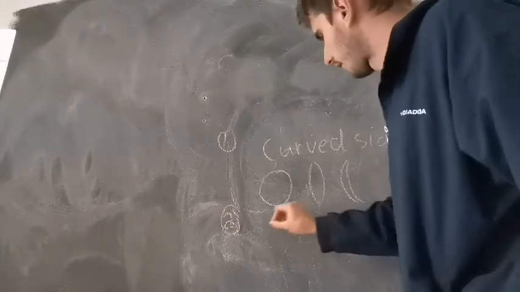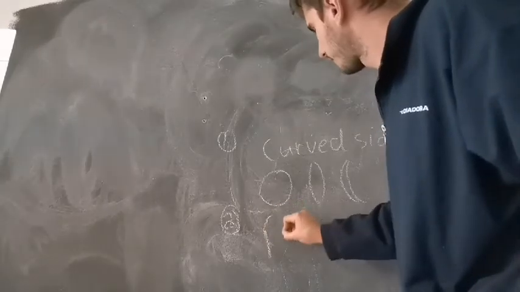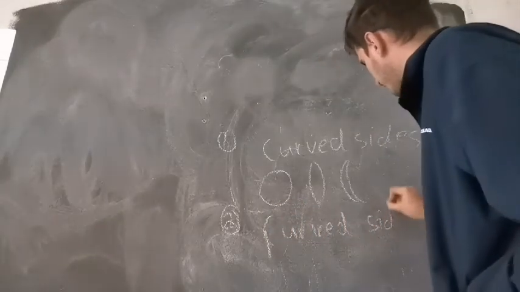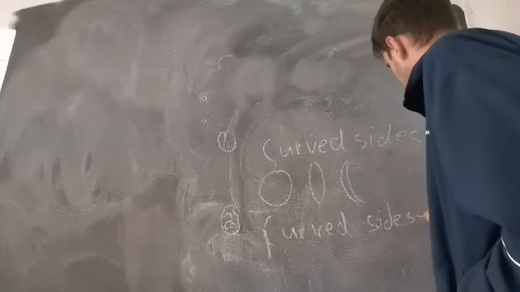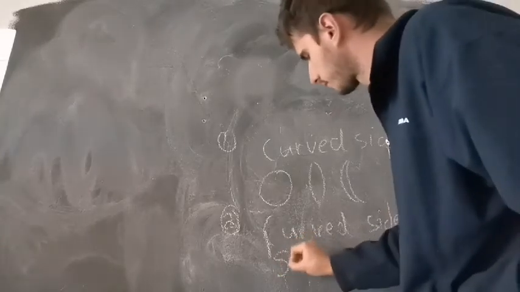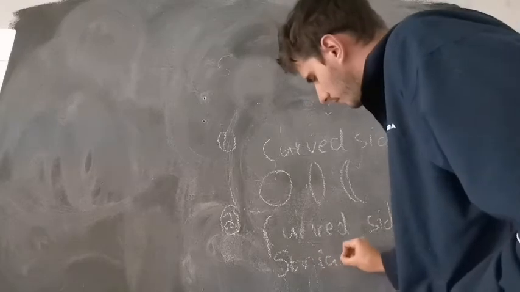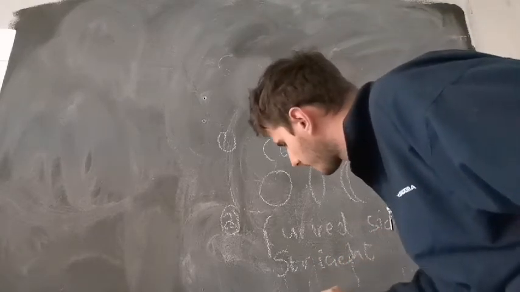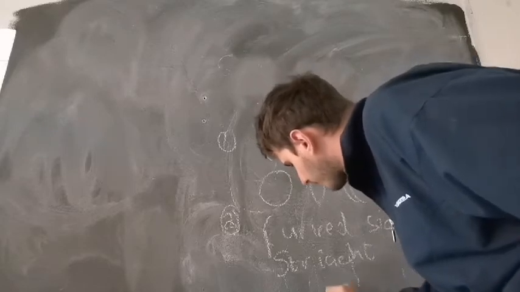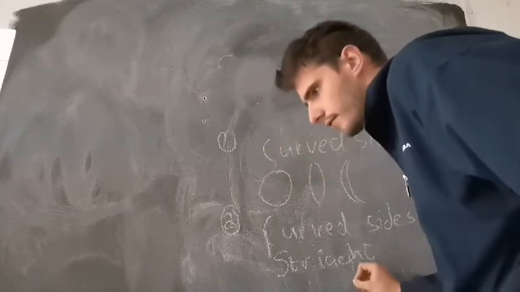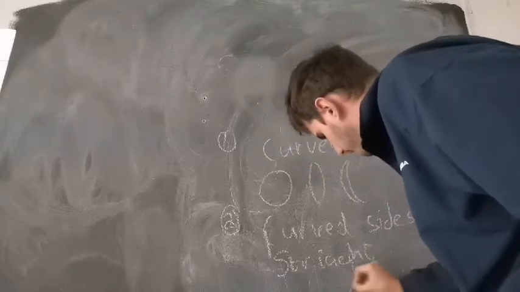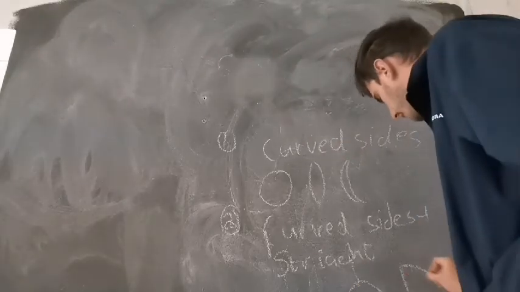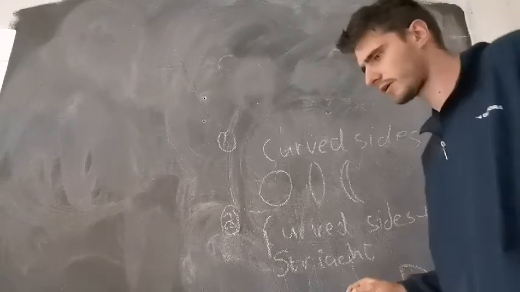Our second group is curved sides and straight sides. They'll have curved sides and straight sides in it. For instance there, you can see that we've got curved sides and straight sides combined.